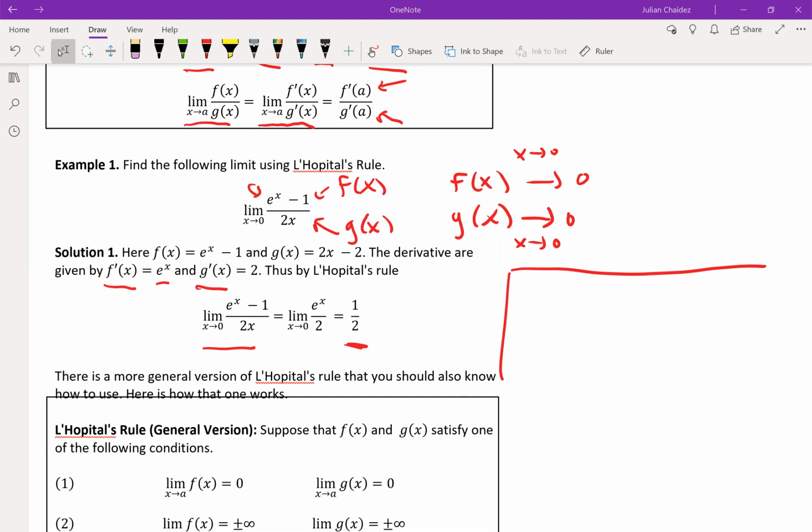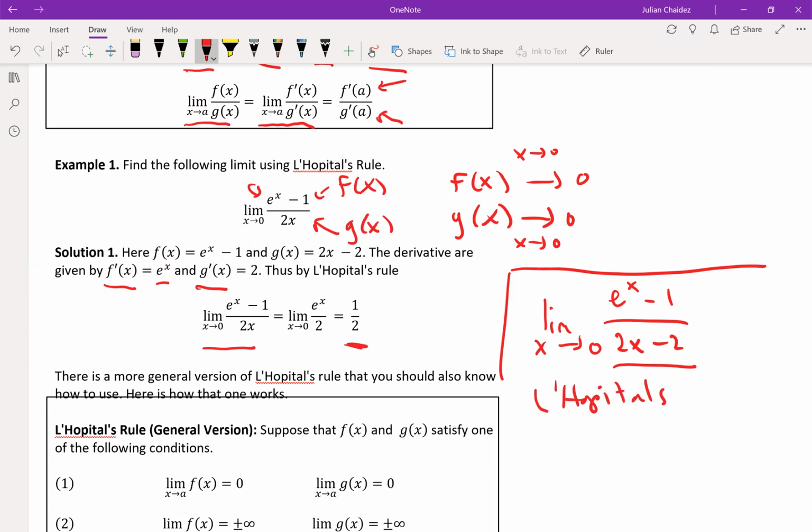If I changed this and instead asked for the limit as x goes to 0 of e to the x minus 1 divided by 2x minus 2, I think this is more similar to the example I asked about last time. Here, this is a situation where L'Hopital's rule would not apply. If I change this to 2x minus 2, then L'Hopital's rule doesn't apply.